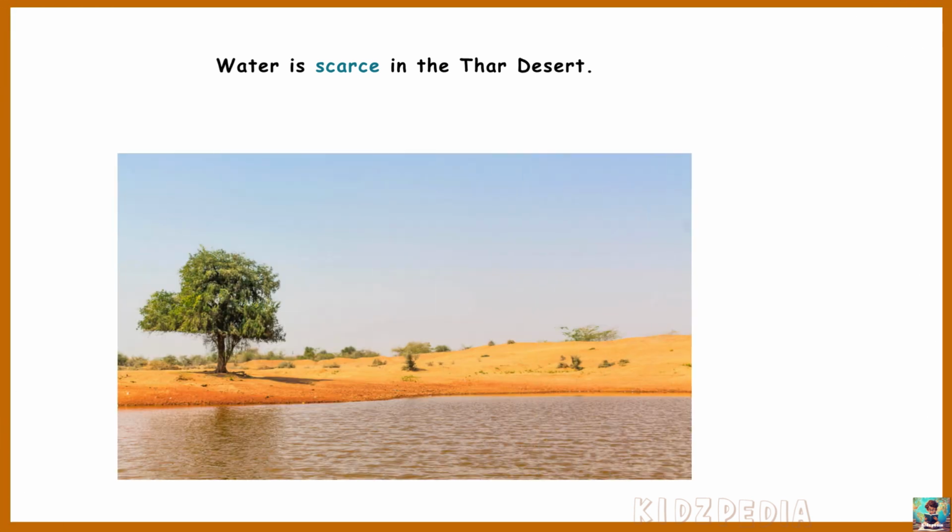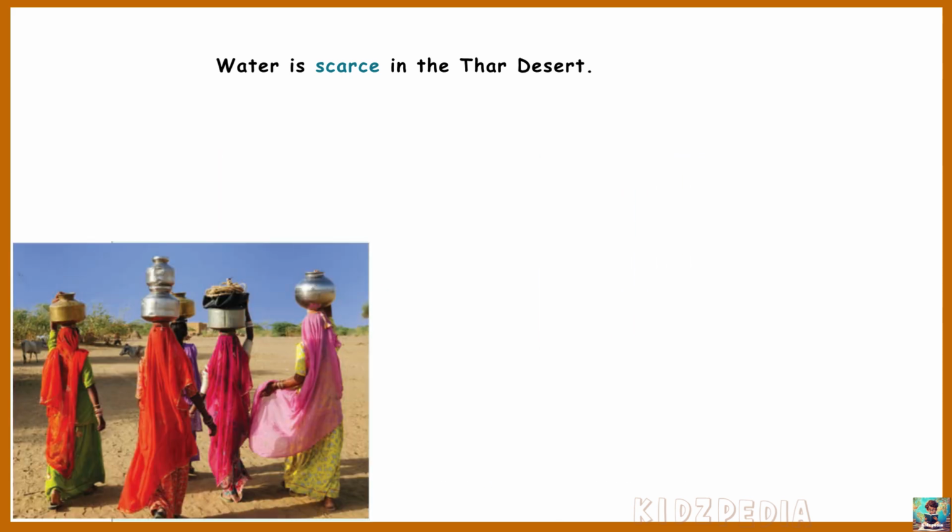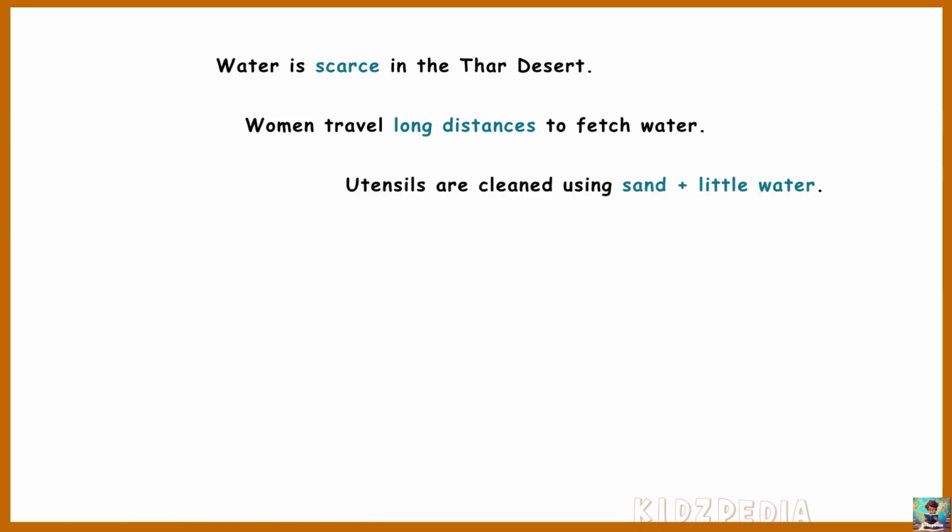In the Thar Desert, water is very limited. People do not get water easily, so they have to use it very carefully. Women often walk long distances every day to bring water for their families. Because of this, people have learned to save every drop of water. For example, they clean utensils using sand instead of water. They use only a little water to rinse. Even that water is not wasted. It is reused, for example, to water plants.